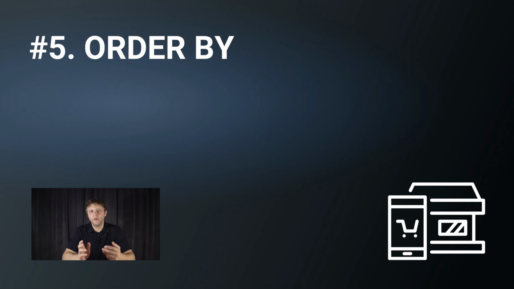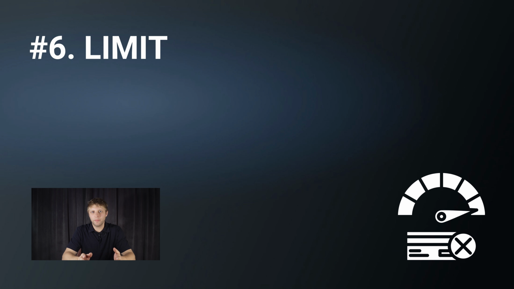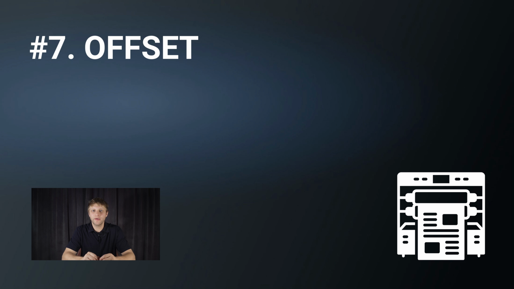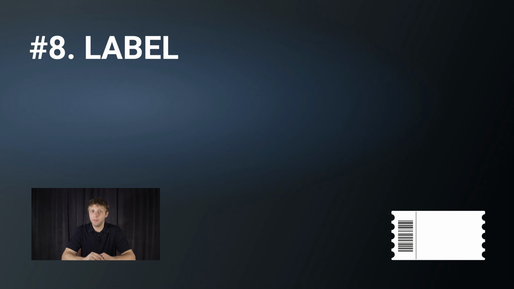Number 5. Order by. This clause sorts the data in the specified column order. Number 6. Limit. When you need to limit the number of results, the number of rows you want to return, that's where you need to use the limit clause. Number 7. Offset. This one skips a number of rows before beginning to return rows. Number 8. Label. This one changes the label of the column for display.